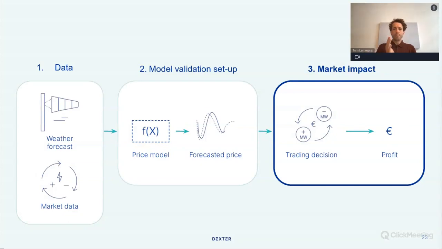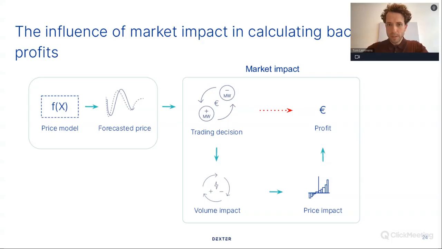Now, the third part of what we want to discuss today is about handling market impact. Remember, this was the setup we have, where we have a forecasted price based on which we take a trading decision, and then you calculate your profit. Now, my statement is that if you do it like this, it leads to unrealistic and overly optimistic results.